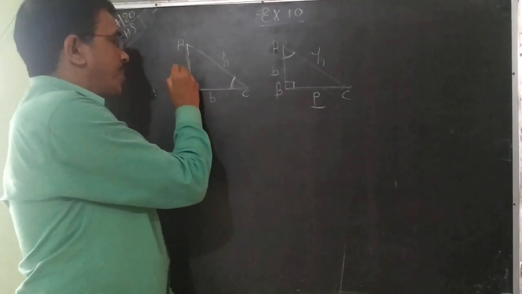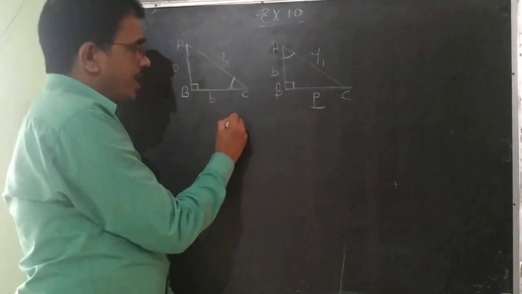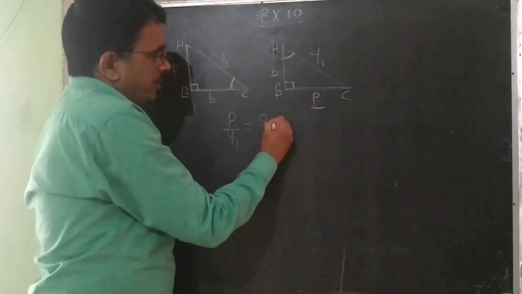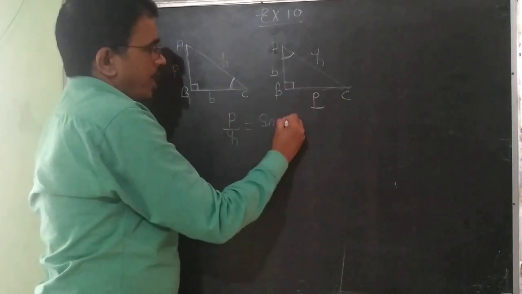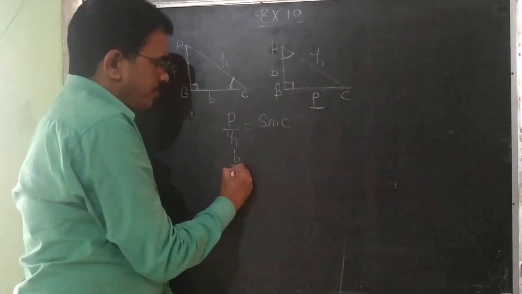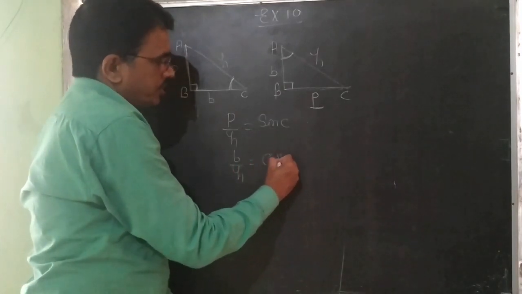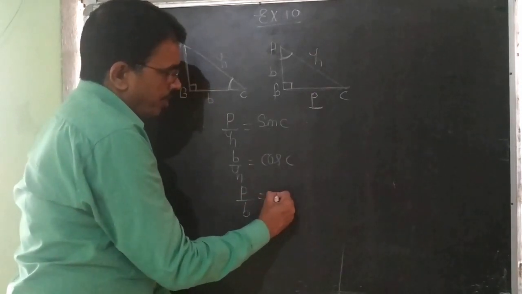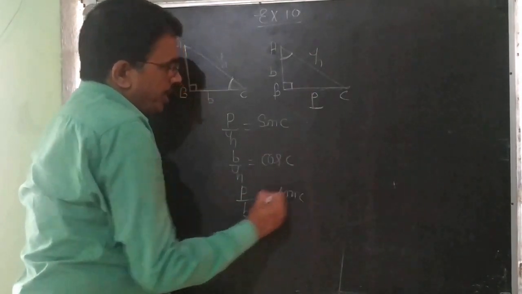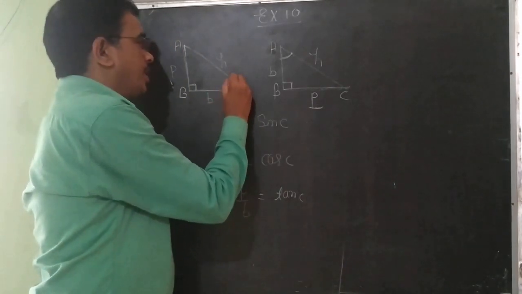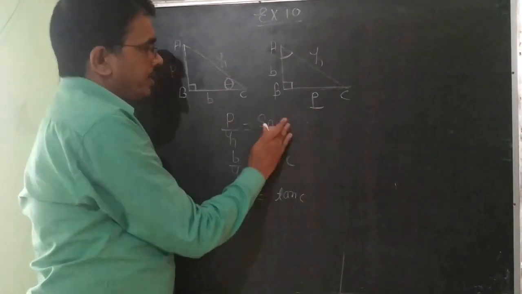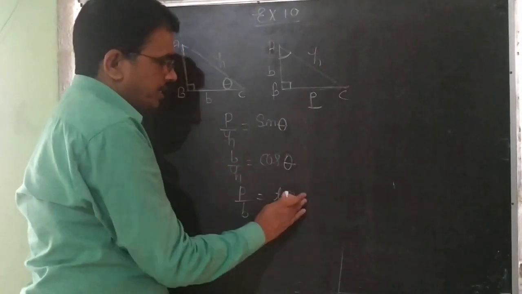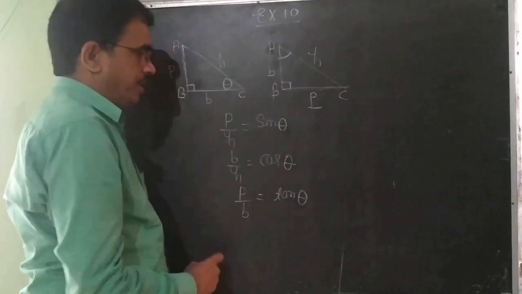There are three terms: perpendicular, base and hypotenuse. The relation between perpendicular and hypotenuse is called sine. Suppose here is C, so we write sin C. Base by hypotenuse is called cos C. And perpendicular by base is called tan, so it is tan C. If the angle is theta, beta, alpha, gamma, then you can say sin theta is P by H, cos theta is B by H, and tan theta is P by B.